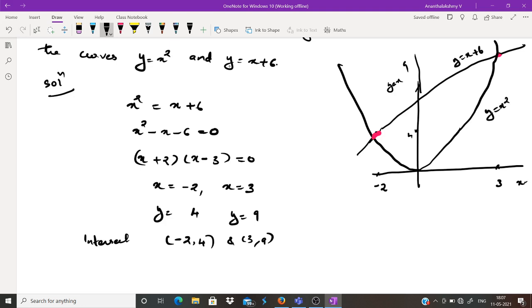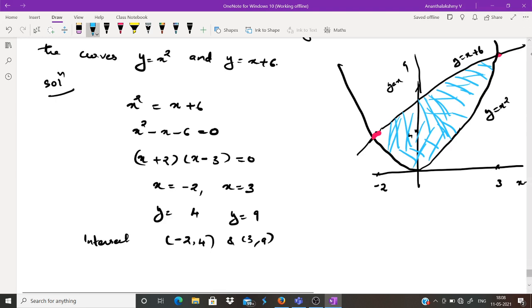So what is that area? We will give a blue shade for this. This blue shade is our area. We have to find where the centroid of that area lies. So the limit of integration is from -2 to 3.